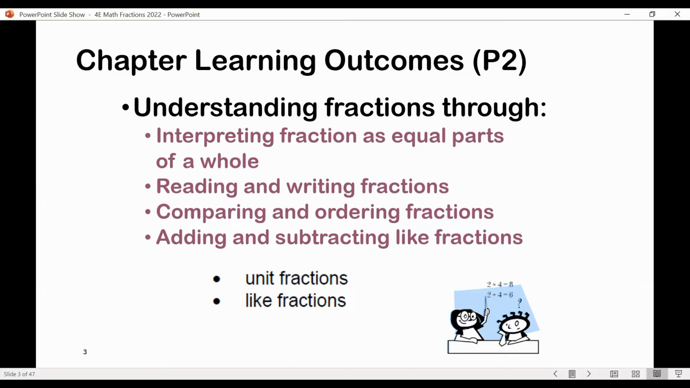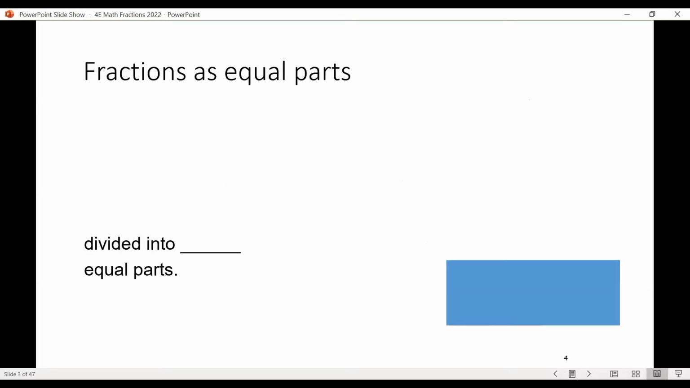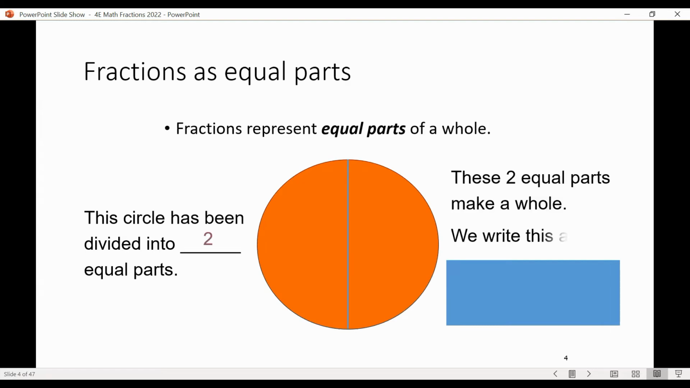subtract. At primary 2, you will encounter these two terms, unit fractions and like fractions. Let's take a quick refresh of our memory of what unit fractions and like fractions are. So very quickly, let's look at this example. One of the favorite ones, from primary 2 up, is always the fraction and the pizza. And the other one is the chocolate, which is also a very popular way to remember fractions.